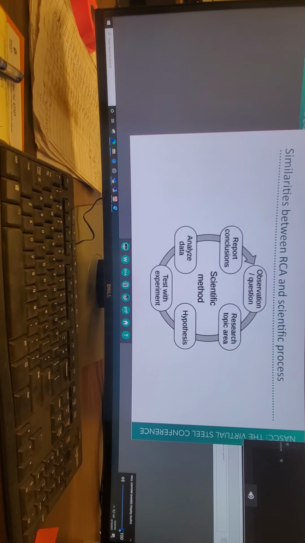So, hopefully, you can see there are a number of different ways to approach the process of getting to the root cause of an issue.